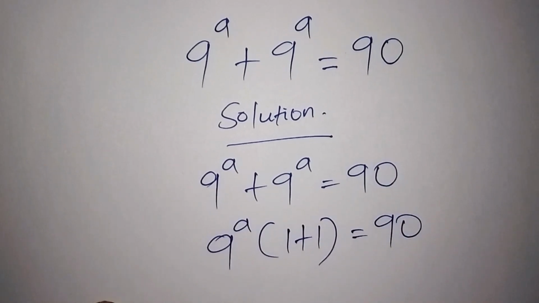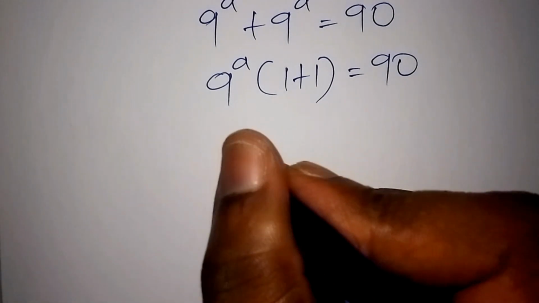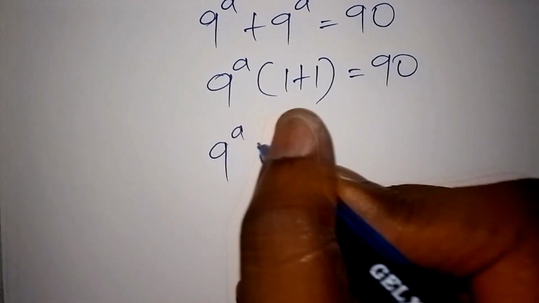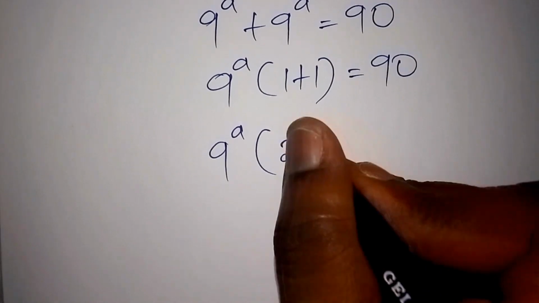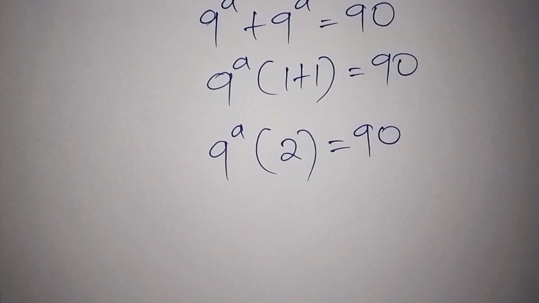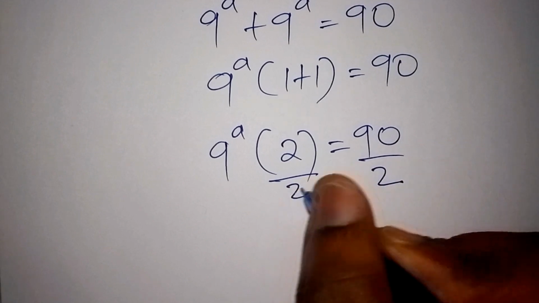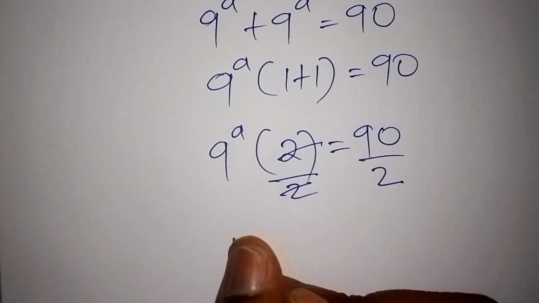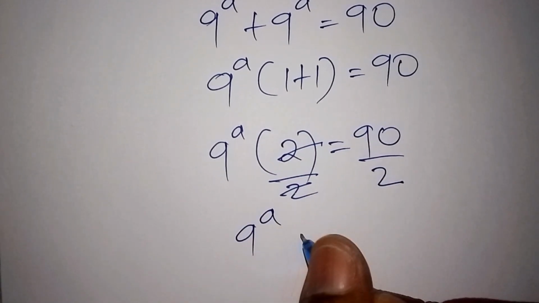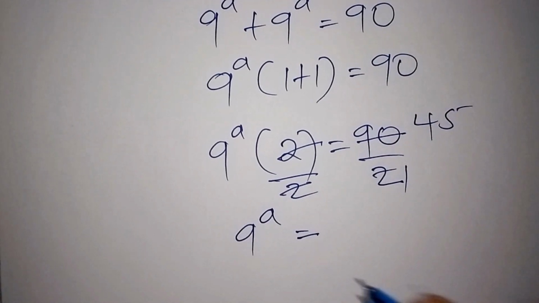As usual, let's work out the number inside the bracket, that is 1 plus 1. Here we have 9 to the power of a times the bracket 1 plus 1, which is 2, equal to 90. Our next step is to divide both sides by the number inside the bracket, so divide by 2 and divide by 2. The 2s cancel, and 90 divided by 2 gives 45. So 9 to the power of a is equal to 45.